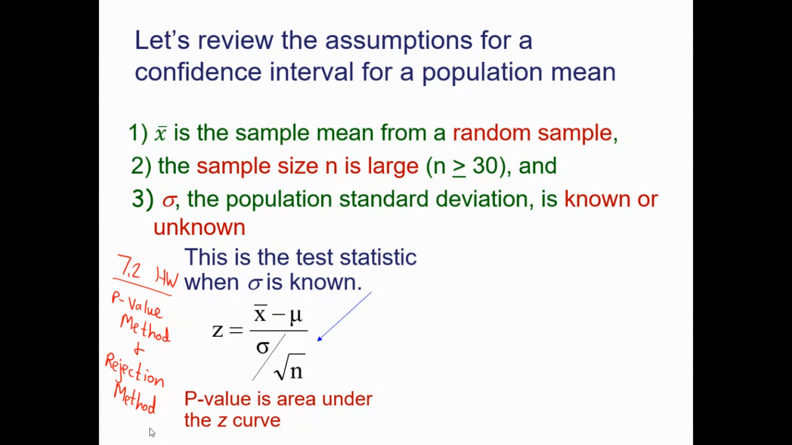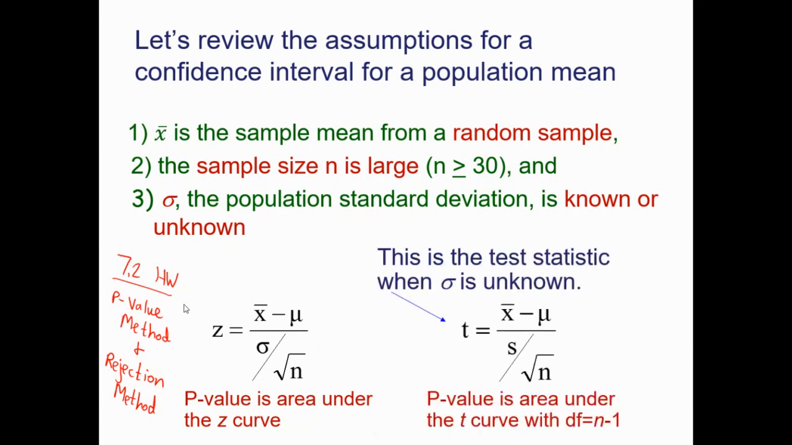P-values, that's where you have to actually use your z-tables and find probabilities. Okay, now if sigma is unknown, then we already said we had to use a t-statistic. And the p-value is the area under the t-curve with n minus 1 degrees of freedom.